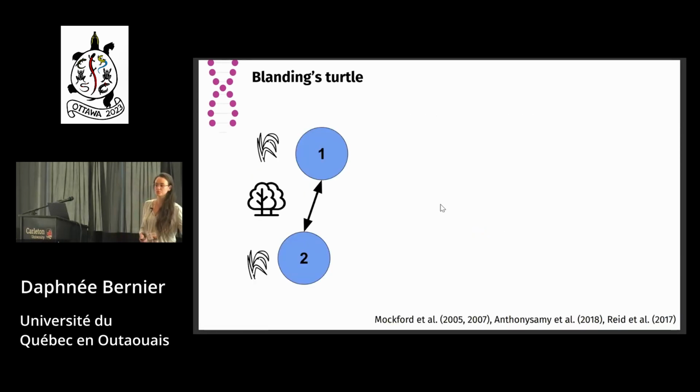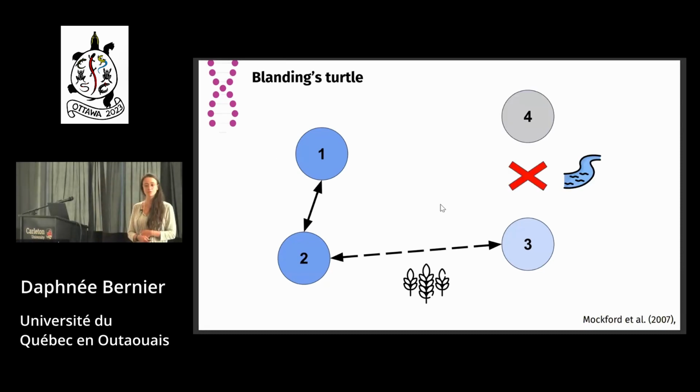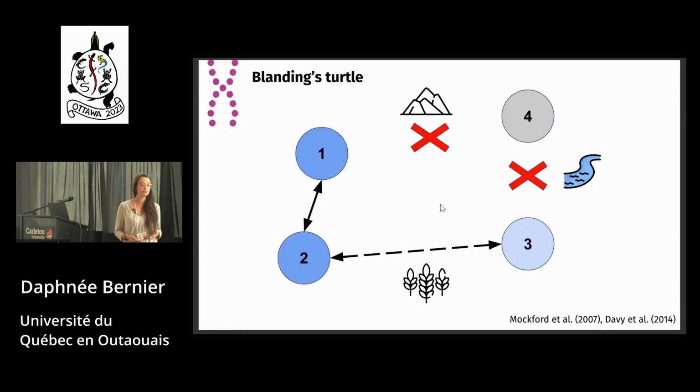So for example, if we take two populations that are close in physical distance or separated by a favorable habitat, we could expect the two populations to have a low genetic difference. But if we take a third population that is further away or separated by a habitat that is not favorable to movement, we could expect that third population to have a higher genetic distance than the two others. And finally, if we take a fourth population, this time separated by a large body of water or by a mountain range, for example, we could expect to find this population completely isolated.